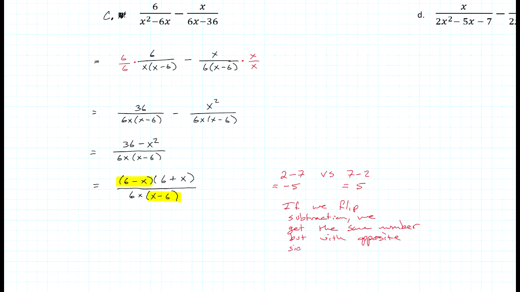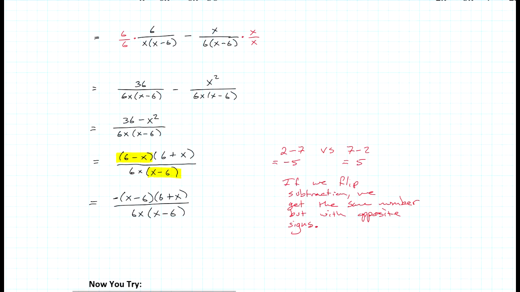One will be positive and one will be negative. So what I'm going to do is flip this subtraction, the 6 minus x on top, and make that an x minus 6. But I need to put a negative in front of it. I'm going to justify this another way in a second as well.